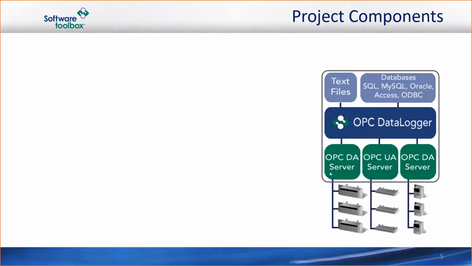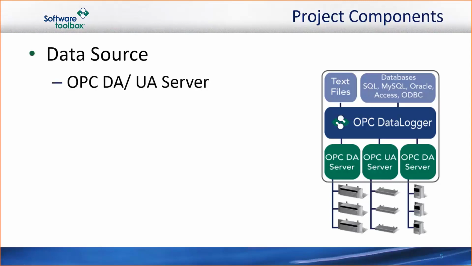So the OPC DataLogger, as we said earlier, has three primary components to building it. We need an OPC compliant data source. In this case, it can be a DA or UA server, as you saw earlier, either DA 2.0 or 3.0, or an equivalent UA compliant server. But for today's examples, I'm going to actually be using the TOP Server, which is, in this case, an OPC UA server for our test.